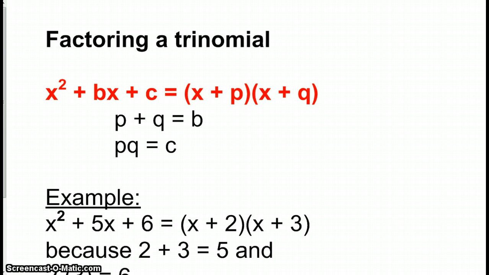You can see this written out here in variable form. What we're looking for is to get it into two factors, x plus p and x plus q. P plus q must equal the b term, and p times q must equal the c term. An example here is x squared plus 5x plus 6. In factored form, it's the quantity x plus 2 times the quantity x plus 3. The way we reach that is we found that 2 plus 3 equals 5, and 2 times 3 equals 6.